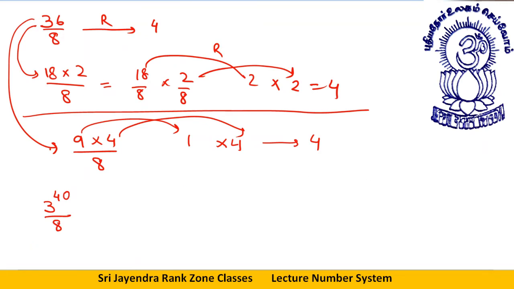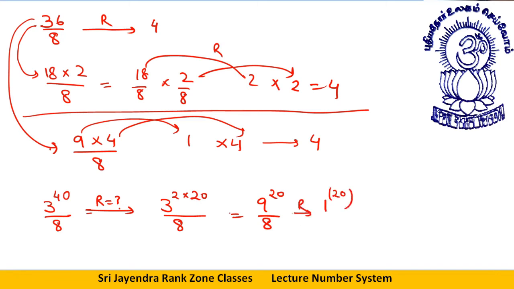I will just apply a small logic. I know 3 raised to power 40 can be written as 3 raised to power 2 into 20, divided by 8. That is, it becomes 9 raised to the power 20 divided by 8. Now the things become very easy. 9 divided by 8, what is the remainder? 1. So the power will be 1 raised to power 20. I'm talking only about the remainders. Otherwise, these things are not correct, but I'm dealing in remainder. So 9 divided by 8 will give me a 1.